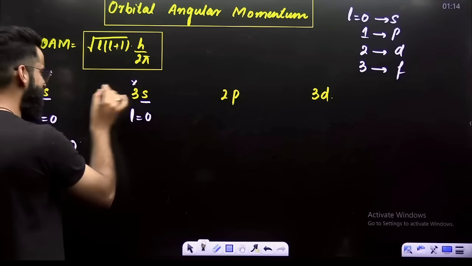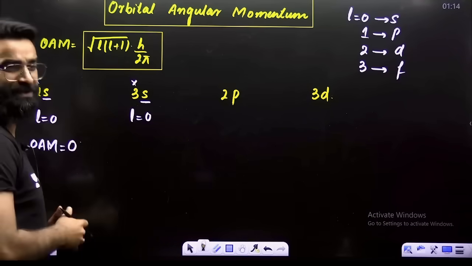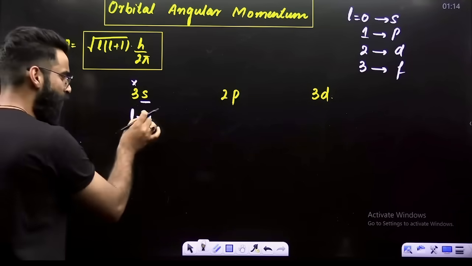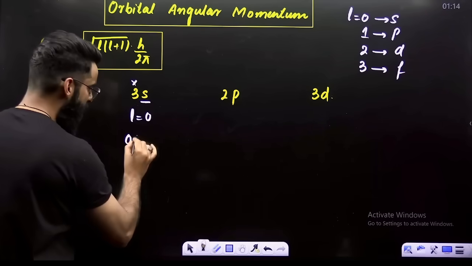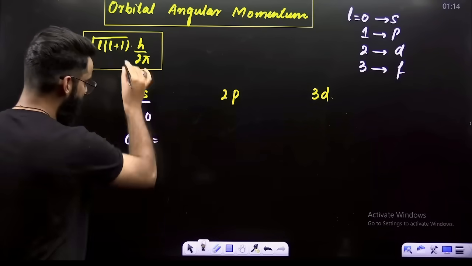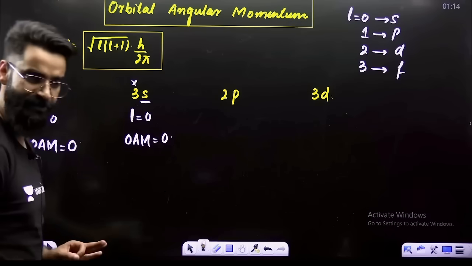You have got nothing to do with the principal quantum number. You just have to do with L. The value of L again is 0. Put the value of L in the above equation. Orbital angular momentum again comes out to be 0.